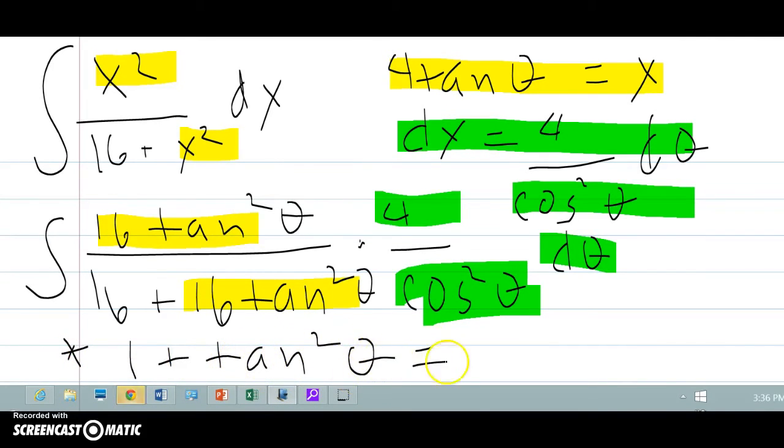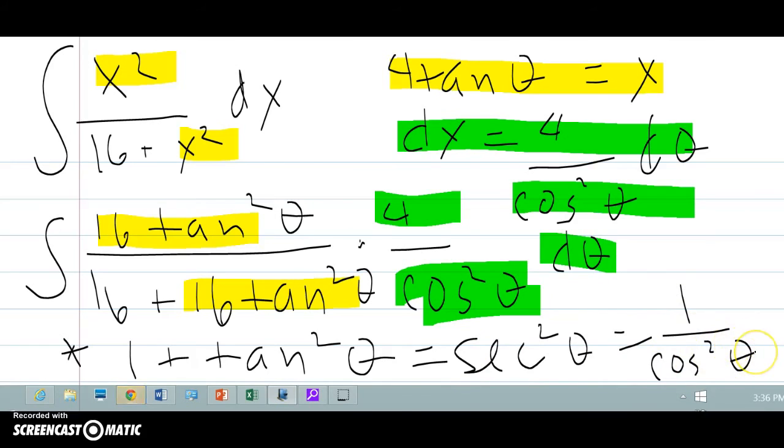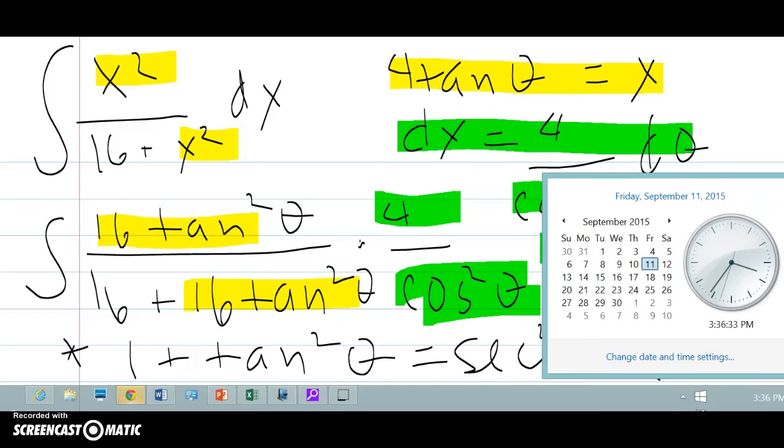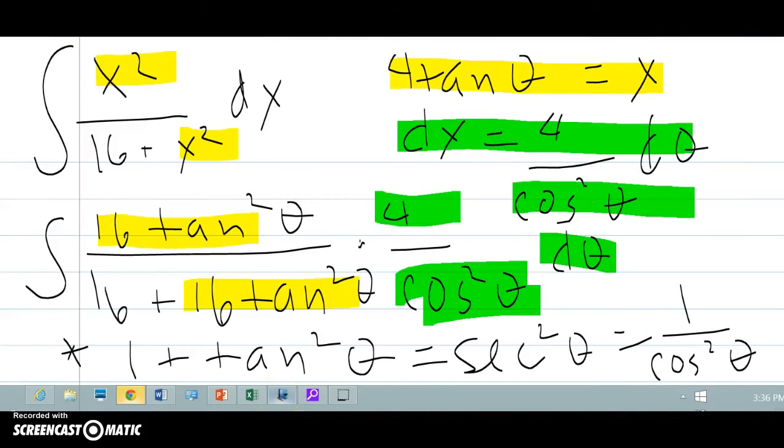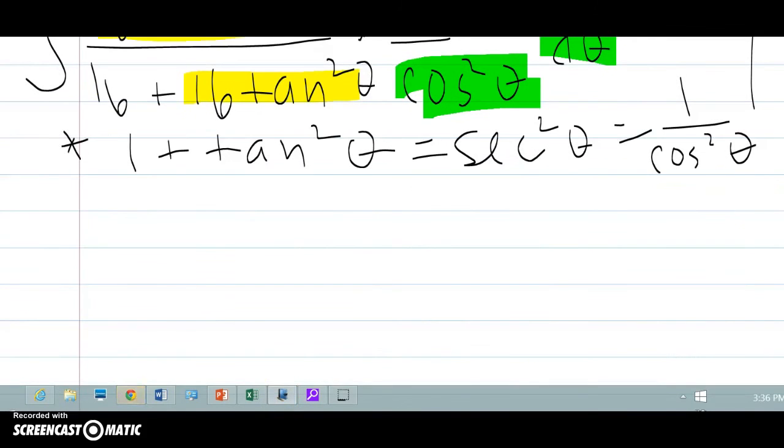1 plus tangent squared of theta is the same as the secant squared of theta, which of course is 1 over the cosine squared. So if I factor out a 16 and simplify things, I'm going to get something a lot easier to work with. I recommend that you pause now and see what you can simplify on your own.